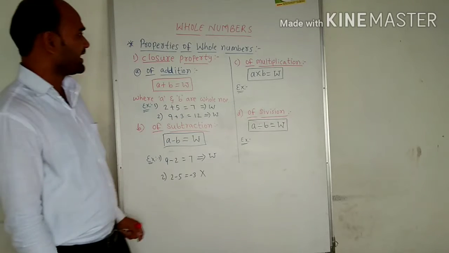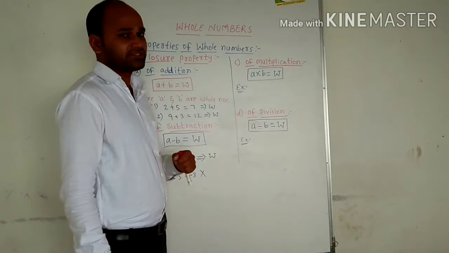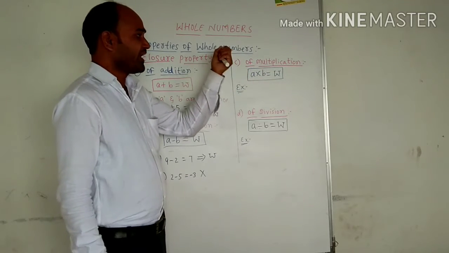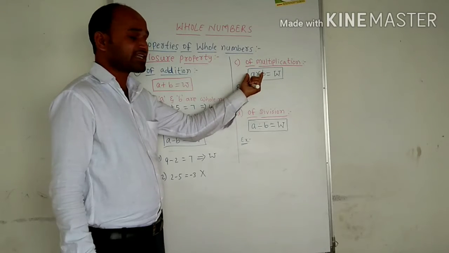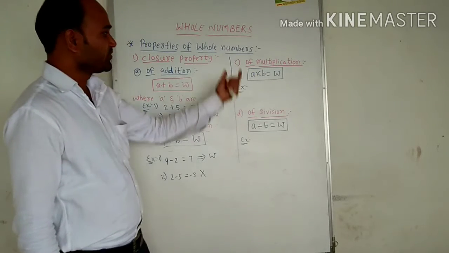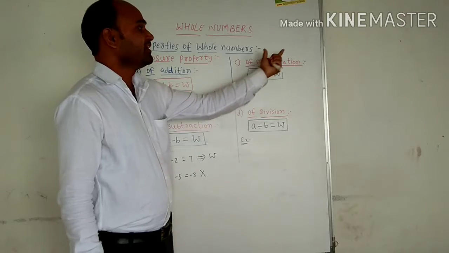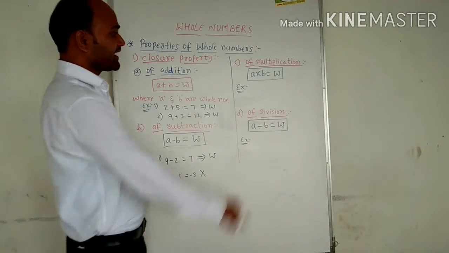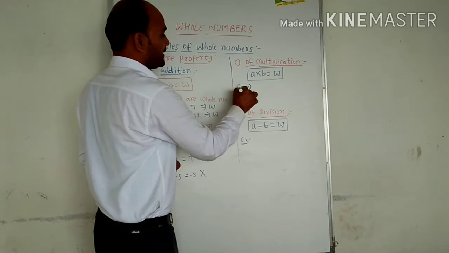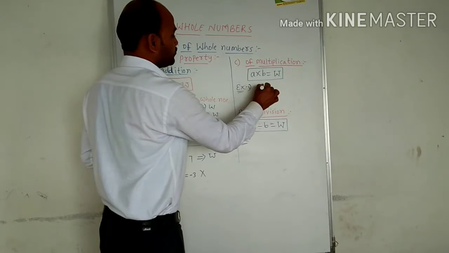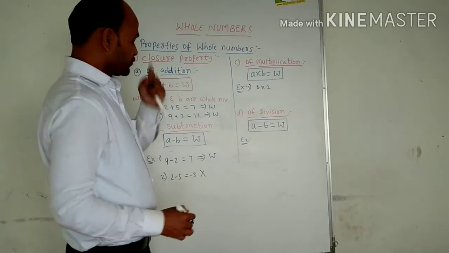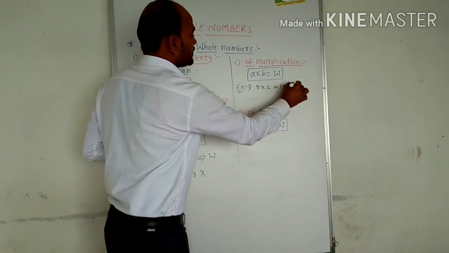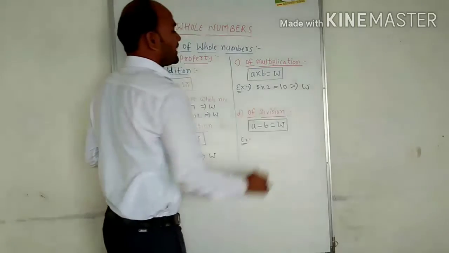Also, we can see the closure property of multiplication. It says that when two whole numbers are multiplied, you will get a whole number as the answer. A and B are two whole numbers, like 5 and 2. You can multiply these two: 5 twos are 10. 10 is also a whole number.